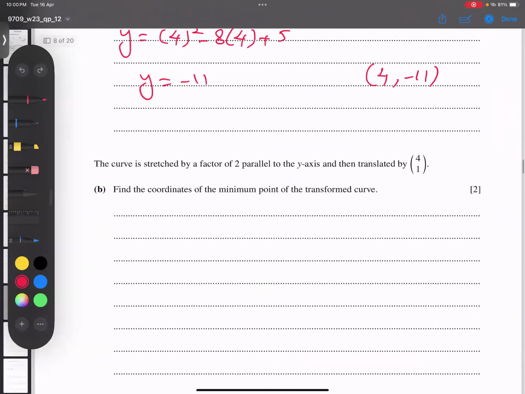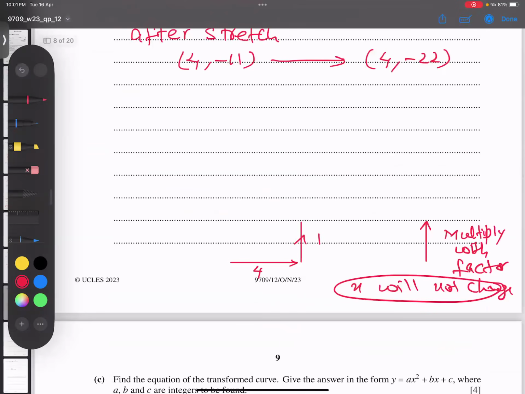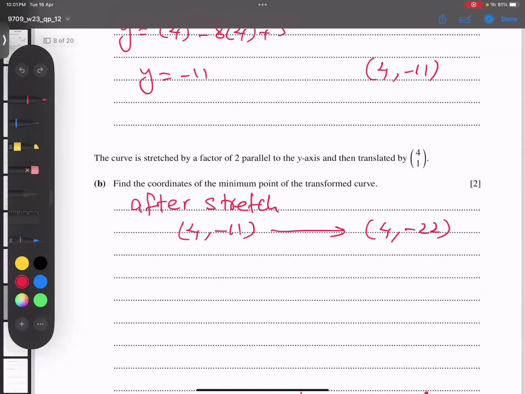So first of all, the stretch. After the stretch parallel to the y-axis, 2 times, by common sense, the point before which was 4, minus 11 turns to be 4, minus 22. How come? Because the y coordinate will multiply 2 times, make sure. And I said before, the x value will not change. If it's parallel to the x-axis, then x will multiply and y will not change.